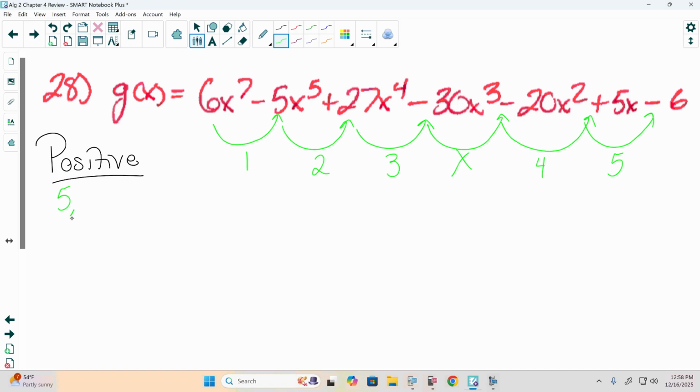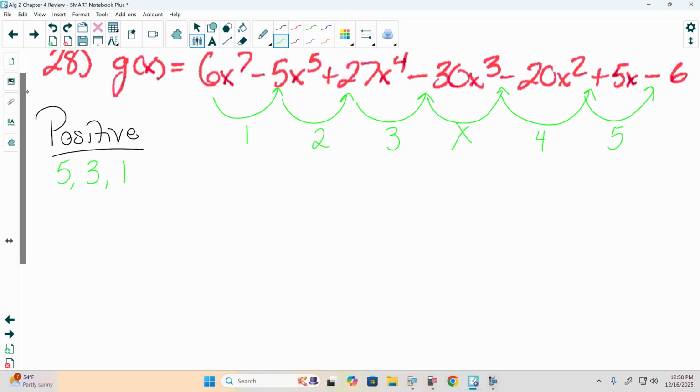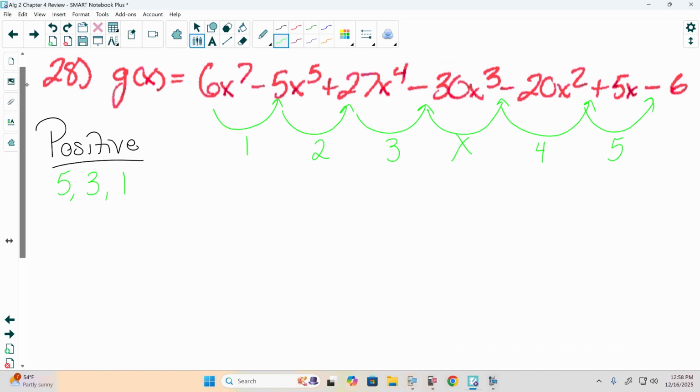So the number of positive solutions we can have is 5 or less than it by an even amount, because according to Descartes' rule of signs, the number of positive zeros is equal to the number of sign changes from term to term or less than it by an even amount. Smallest even number we can have is 2. So it could be 5, 3, or 1. Now we can list all of those out so that we know that, but that is not part of our final answer.